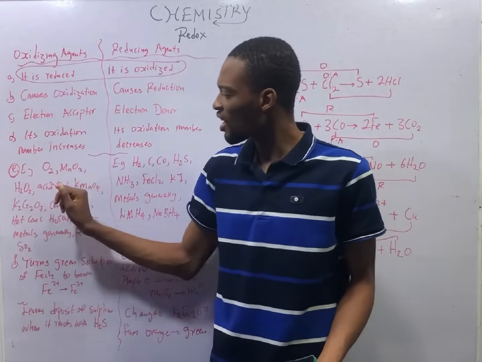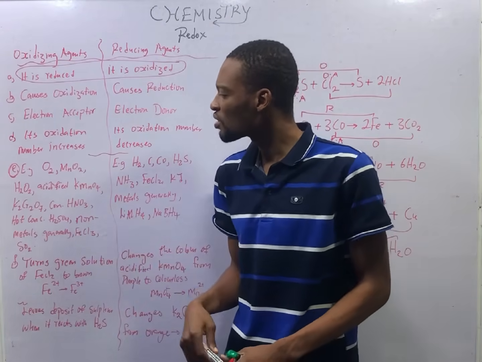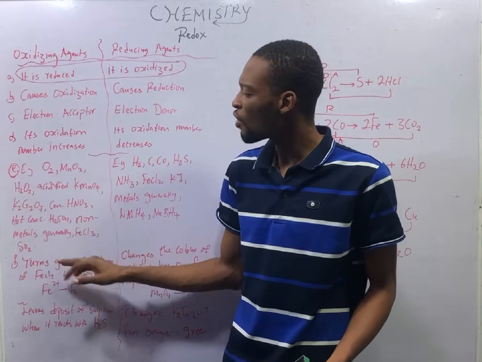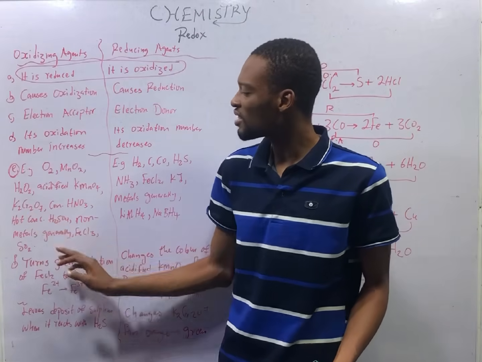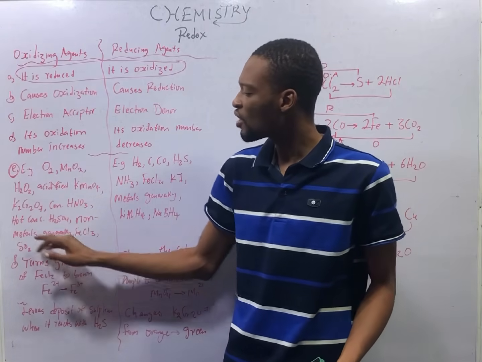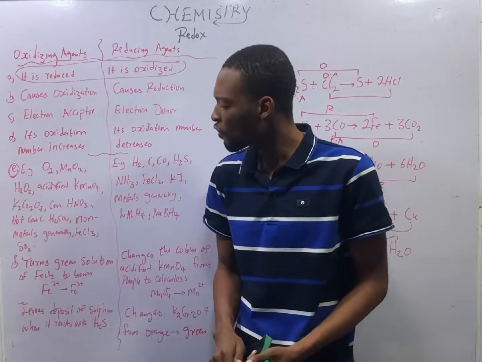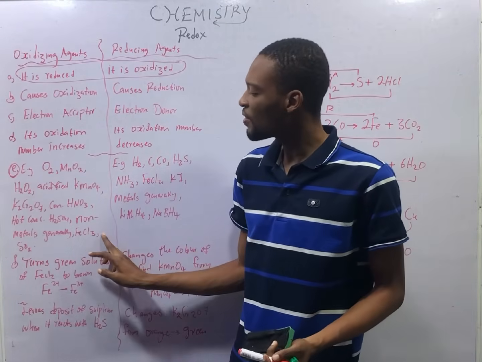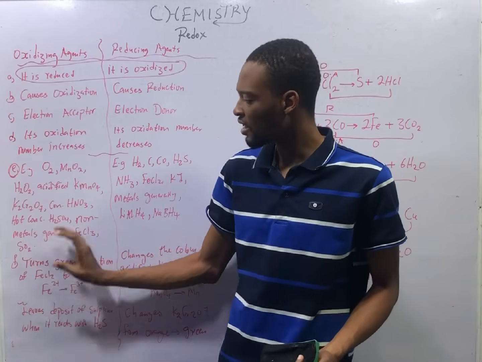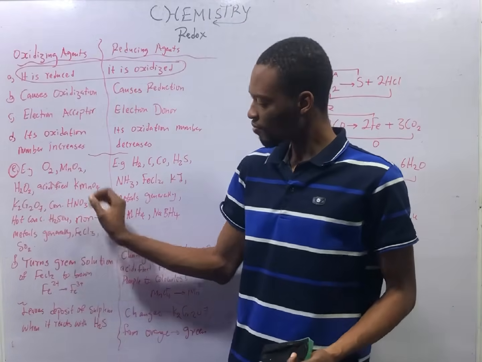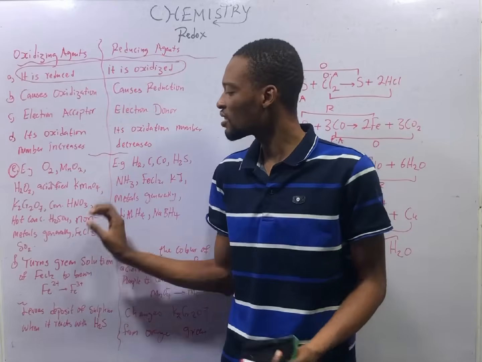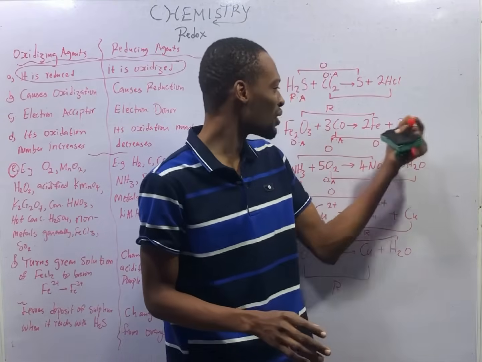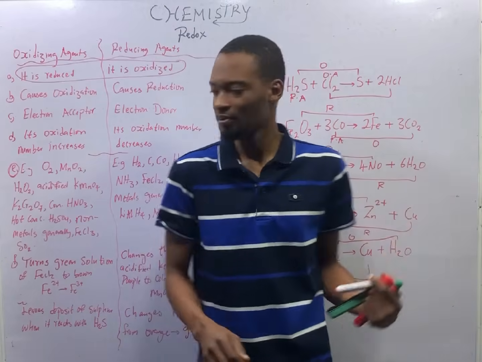Examples of oxidizing agents are oxygen, MnO2, H2O2 hydrogen peroxide, acidified KMnO4, potassium dichromate(VI), concentrated HNO3, hot concentrated H2SO4, and non-metals generally are oxidizing agents. Then iron(III) chloride and sulfur(IV) oxide. So these are examples of oxidizing agents. If you see these in an equation, it is easy for you to pick them out as the oxidizing agents, even if you don't know whether they are being oxidized or reduced.